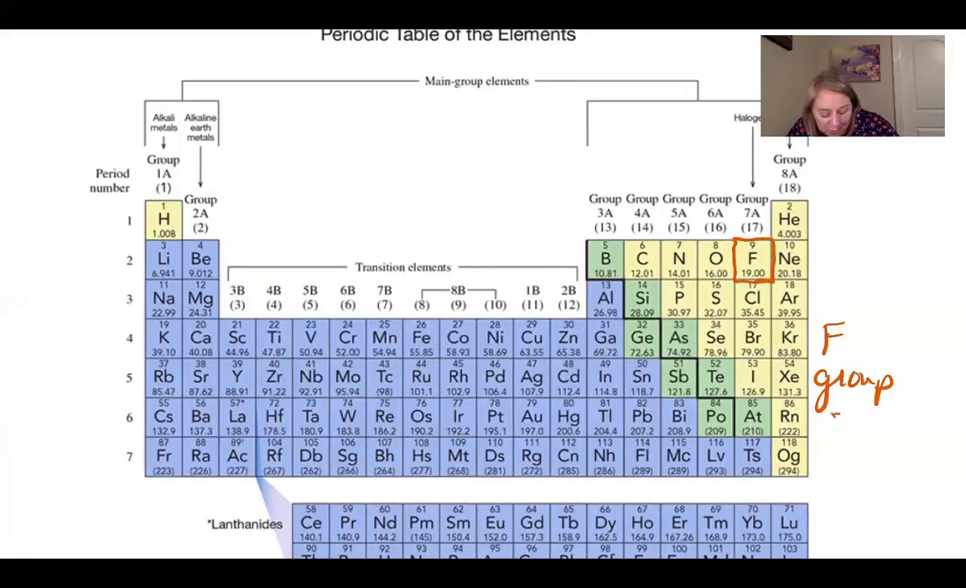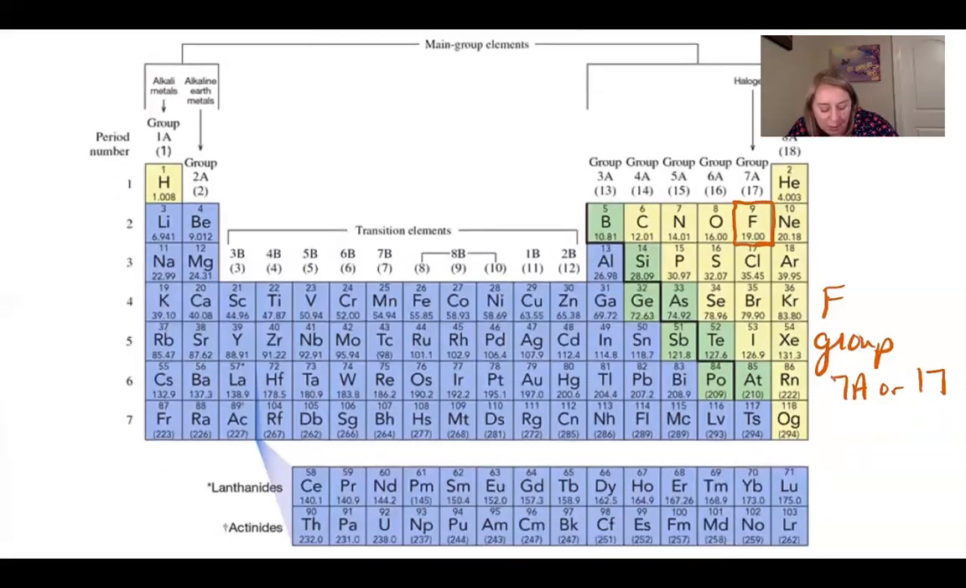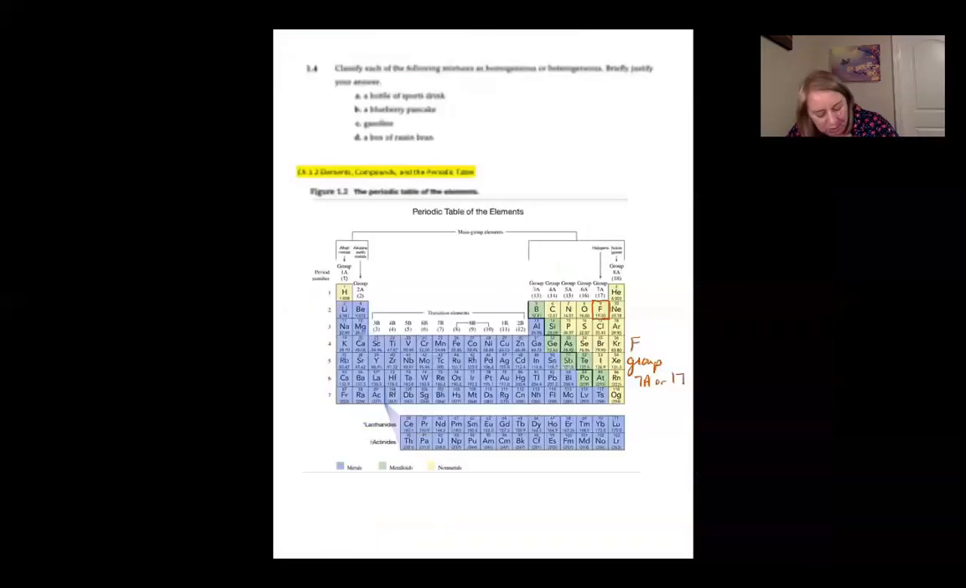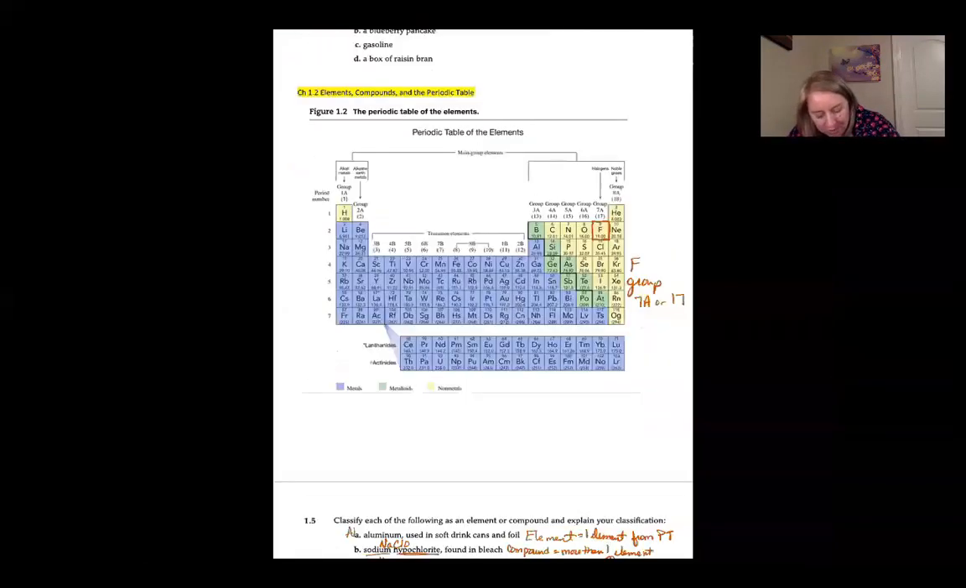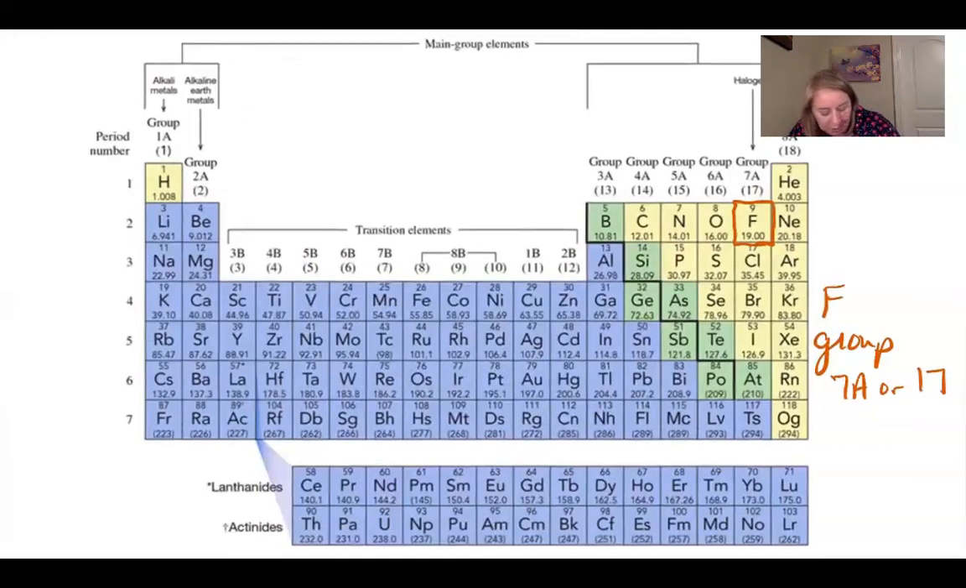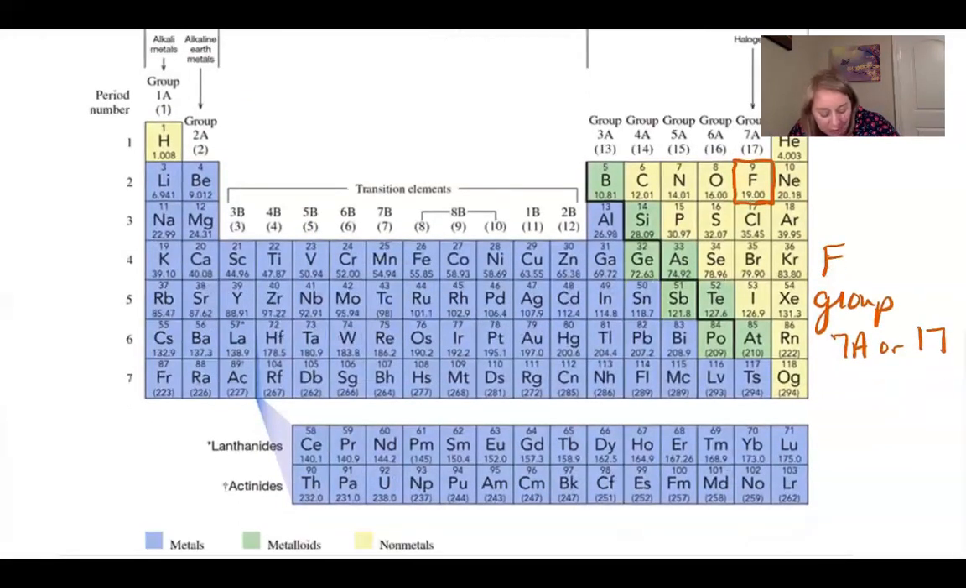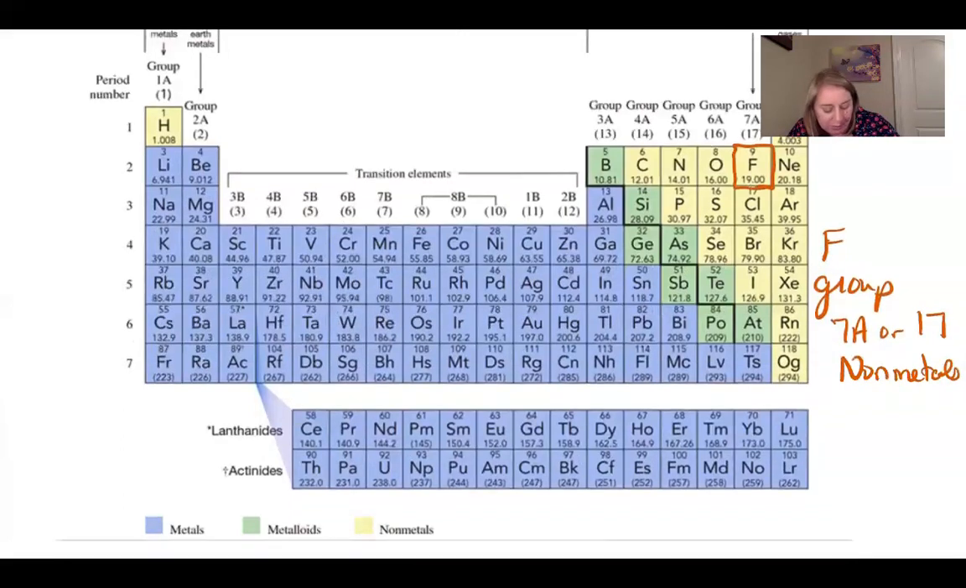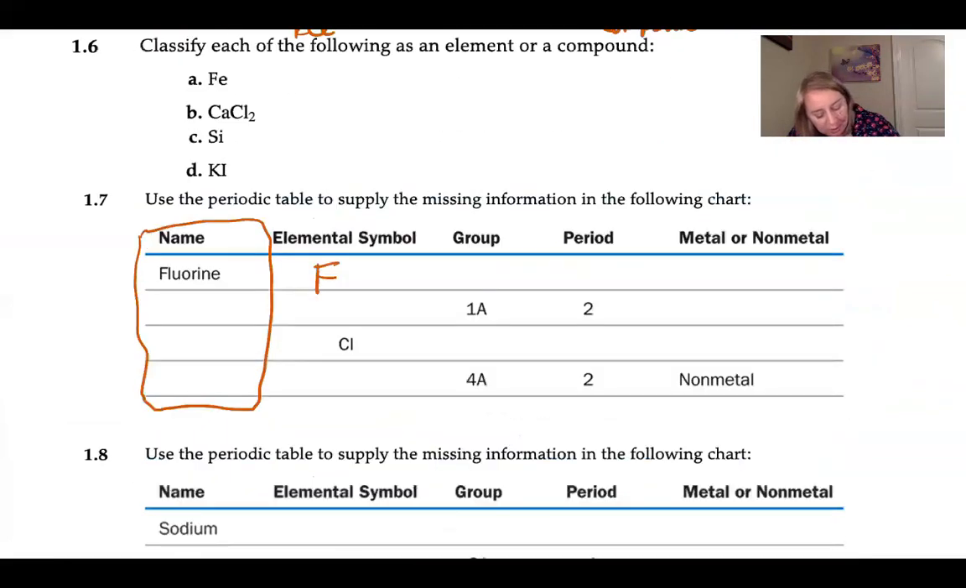So you could do 7A or 17, either one. And then what are we, a metal, a non-metal? I think they asked you just metal or non-metal. They're only going to give you metal or non-metal. So all these yellow ones are non-metals, right? So let's go and fill in our table.